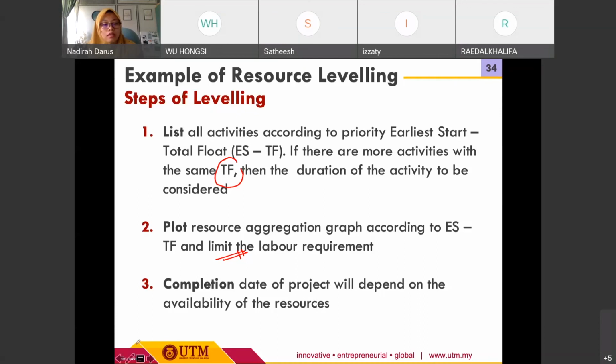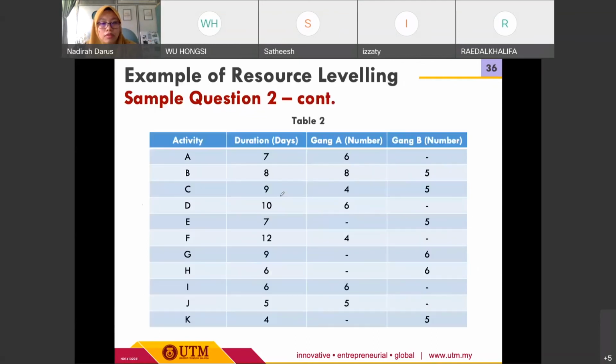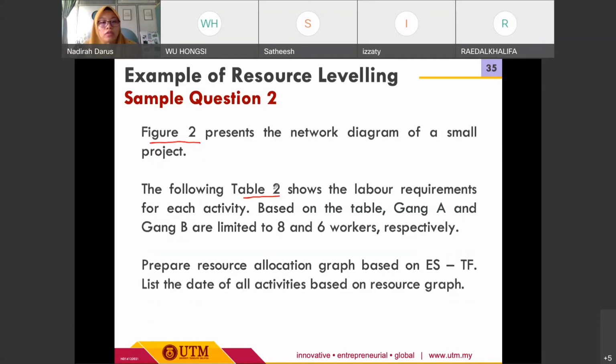Okay. All right. So this is sample question 2 for resource leveling. For this, we can refer to figure 2, and it is also given in table 2. Later on I will show. This is table 2 and figure 2. All right. So figure 2 presents the network diagram of a small project. The following table, later on I will show you, shows the labor requirements for each activity. So based on the table here, we can see gang A and gang B are limited to 8 and 6 workers respectively.